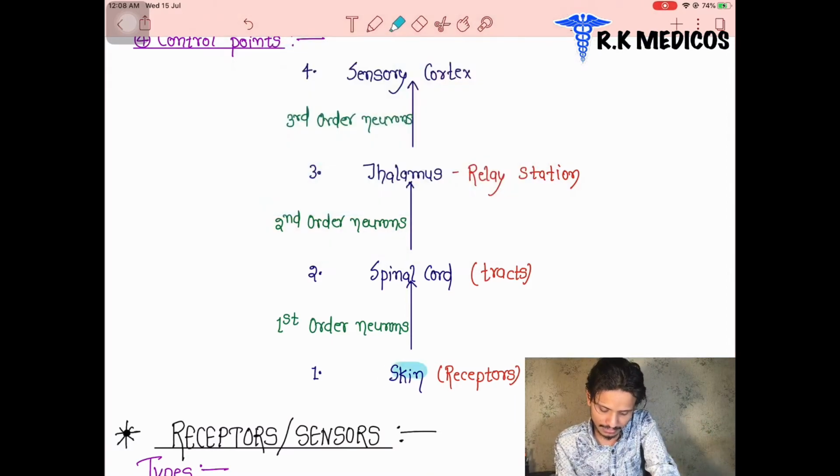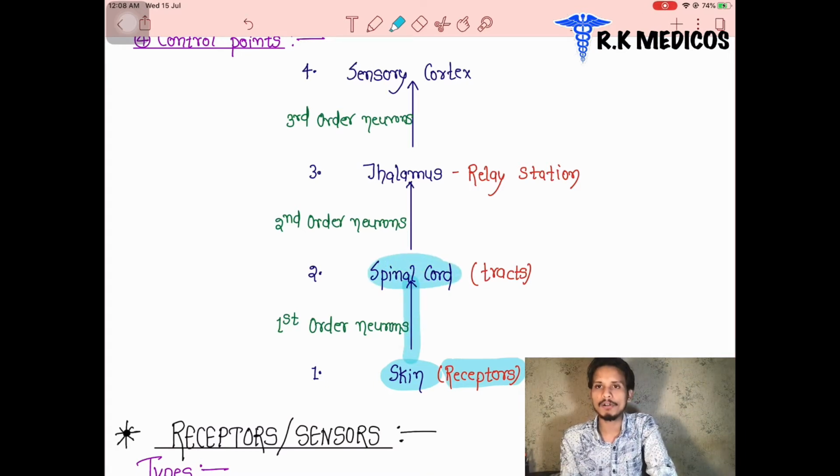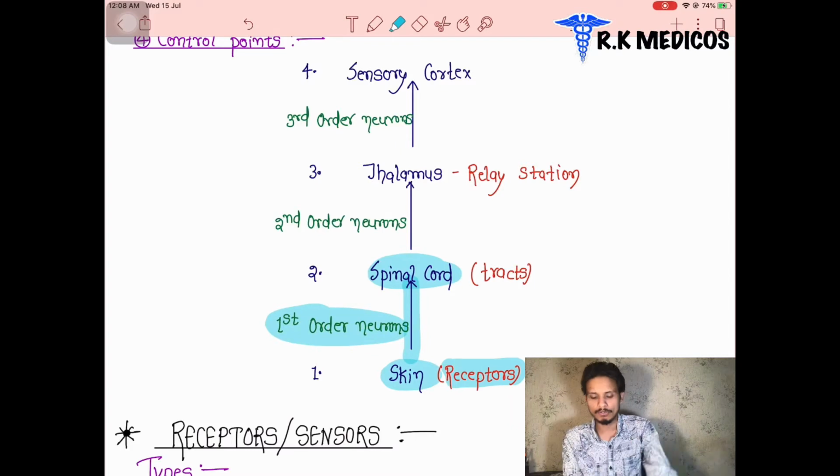We can see here the skin. And on the skin, what is located? Receptors are located on the skin. After that, these impulses are transmitted where? To the spinal cord. Through what? Through a neuron and through nerve fibers. That nerve fiber is called the first order nerve fiber, the first order neuron. It is true. I hope you will understand this.